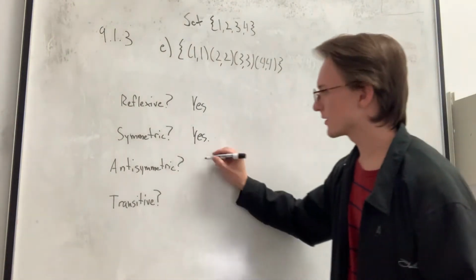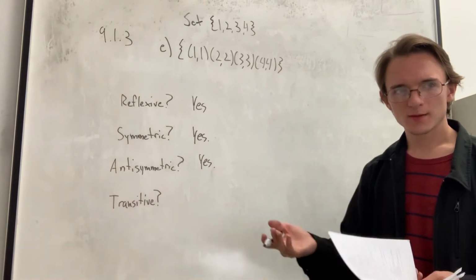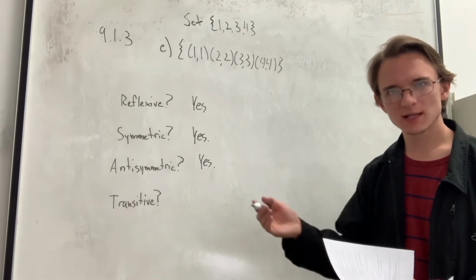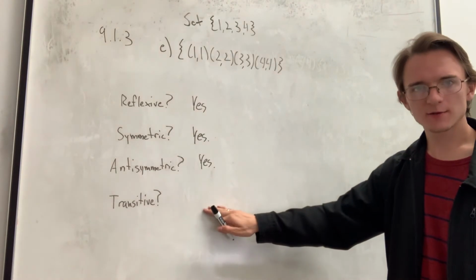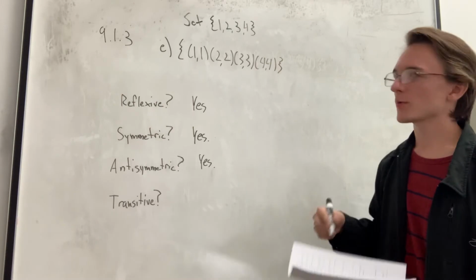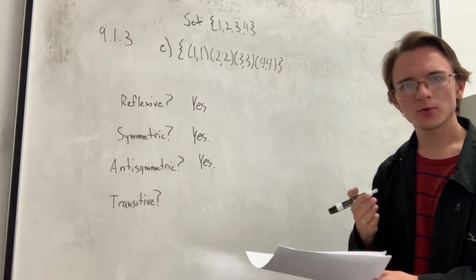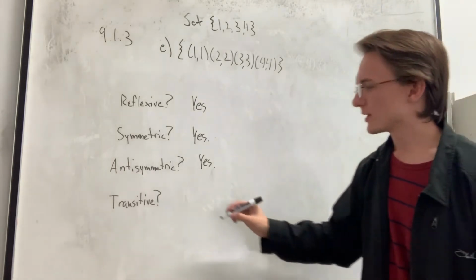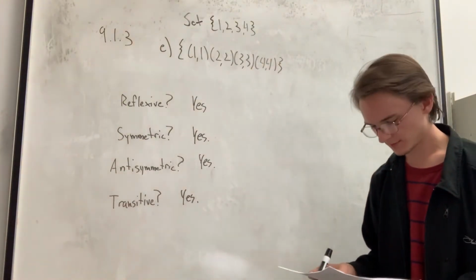It's also antisymmetric for the same reason. There are no pairings to reverse to check whether it's antisymmetric or not. So the if statement always passes. So it is antisymmetric. Transitive for the same reason. There are no two pairings where the left-hand side matches the right-hand side. So you can't combine them into some transitive if statement. Because there's nothing to check at all, we would say yes, it is also transitive.